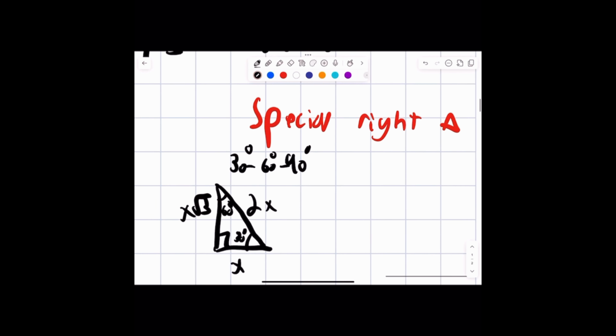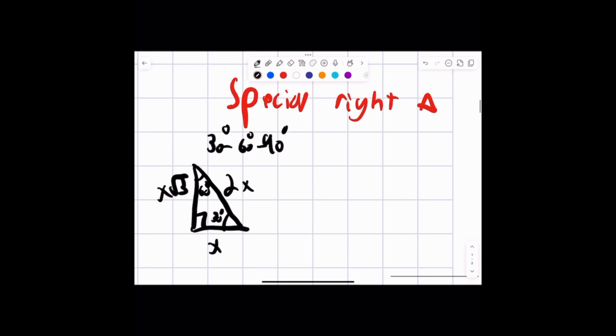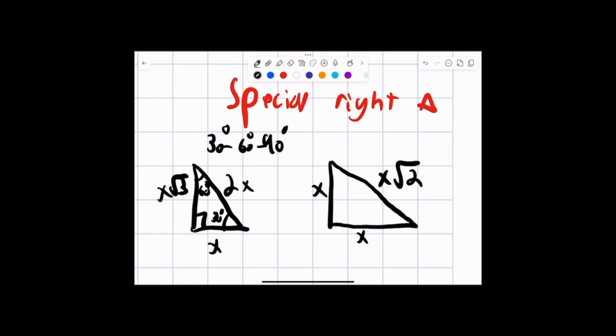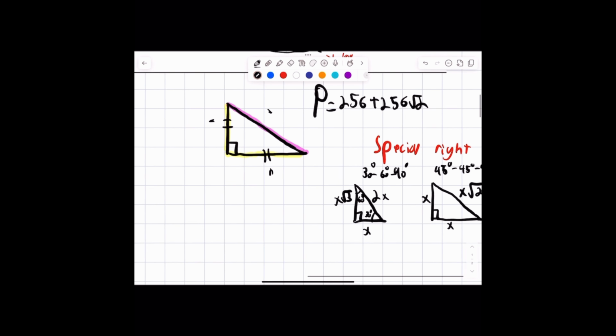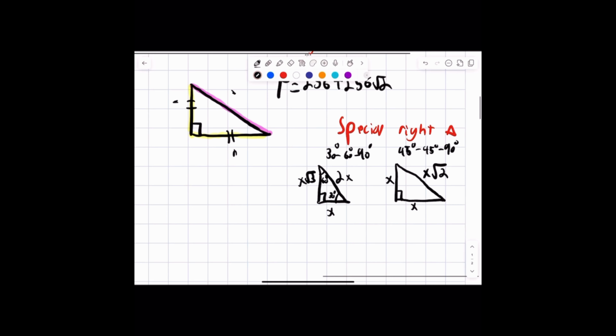And the second one is a triangle that looks like this. x, root 2, x, and x. This one's called a 45, 45, and a 90 triangle. Well, we have these two triangles, but how do we know how to use them?